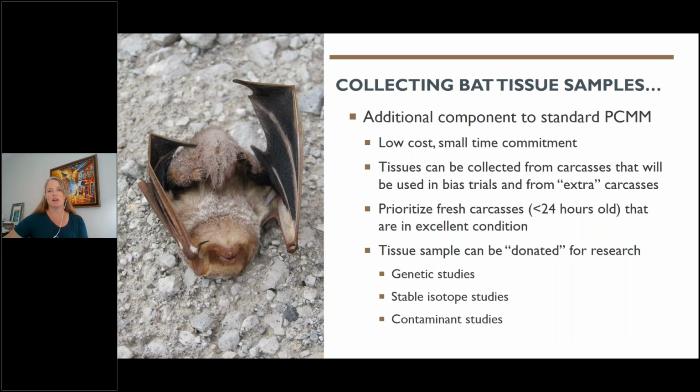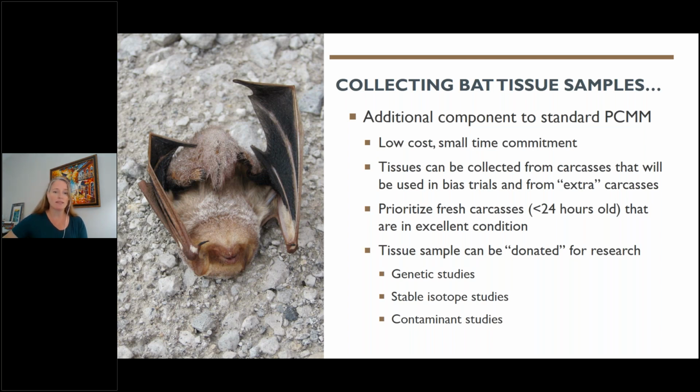The other kind of collecting that we can talk about is bat tissue samples. This would be an additional component to a standard post-construction mortality monitoring effort, but the additional effort is low in cost and really has a small time commitment. It might just be an extra minute or two of processing time per carcass, and the supplies are easy to acquire and not expensive. You can take tissue samples from carcasses that are going to be used in your bias trials, but you can also collect tissues from extra carcasses that you either don't want to store or handle in any other way.